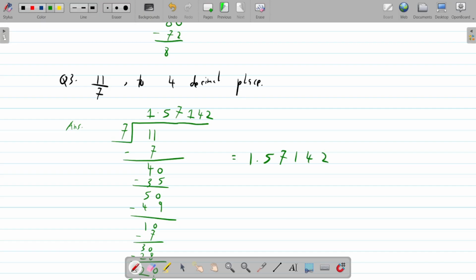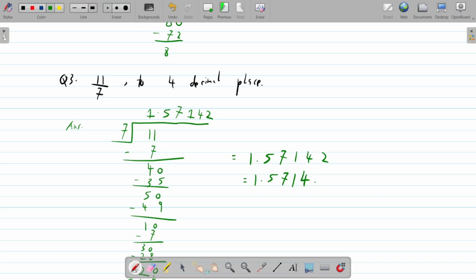1.57142. Now to round it up to 4 decimal places, we have to check the 4th decimal number. That's 4 over here in this case, ironically. And we check the next number. It has to be bigger than 4, not equal to, bigger than 4 itself. So we see that it's 2, it's not bigger than 4. So now we're just going to leave it as it is.